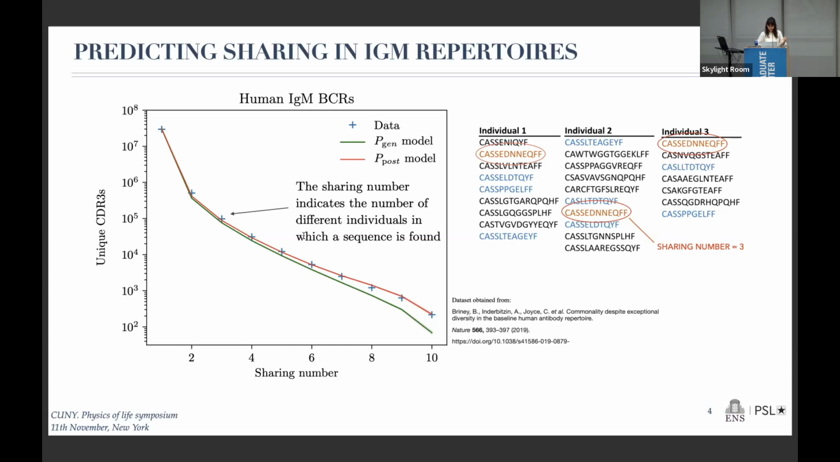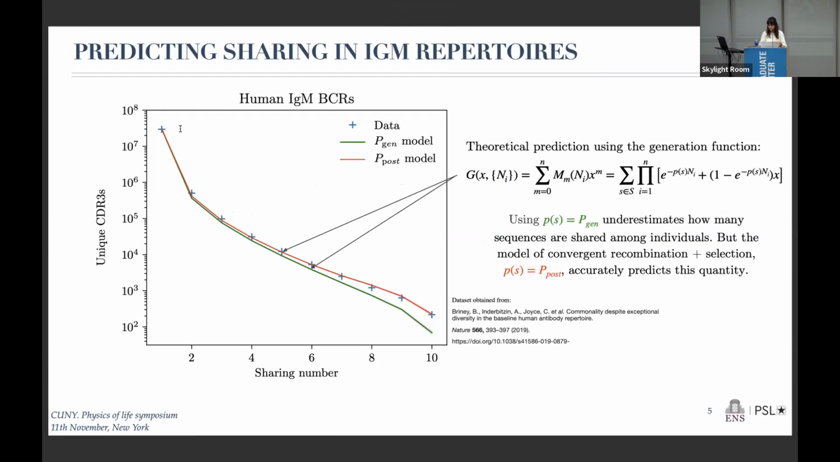So from these 10 people, we have sequences, most of them completely private, owned by only one person, but then we also have sequences that are completely public, and they are present in all the individuals. And okay, so these crosses are the experimental data, and then we use the formalism of the generating function of probabilities to get a theoretical estimation of this distribution.